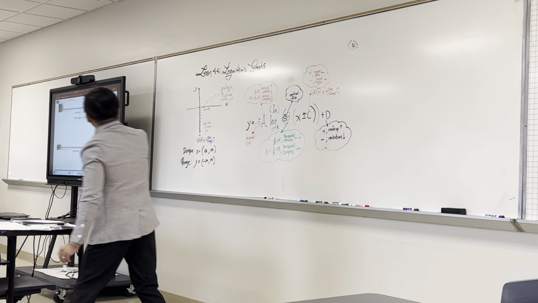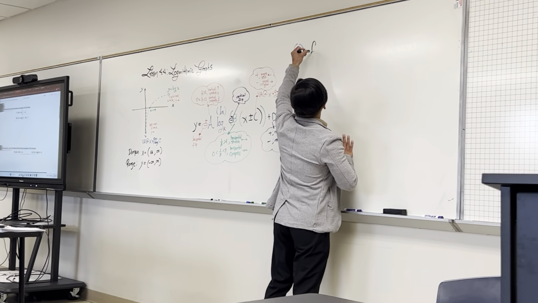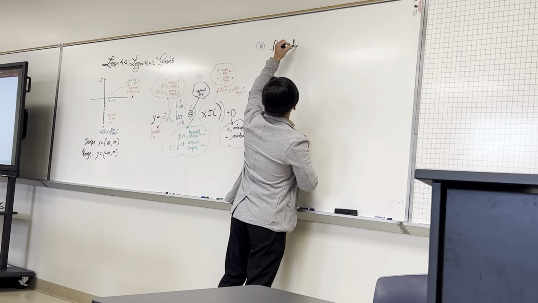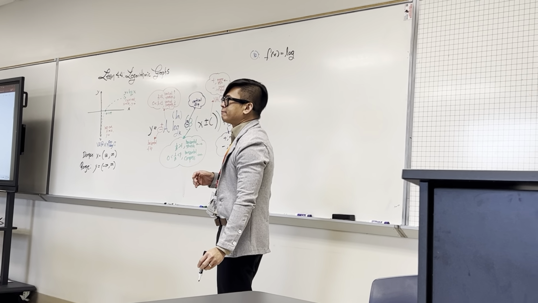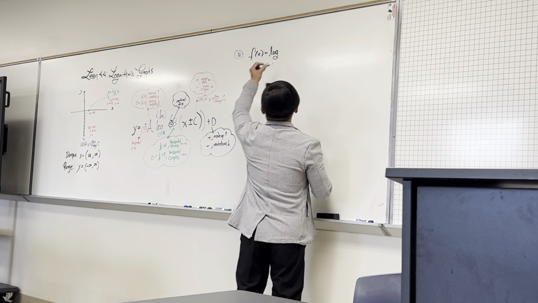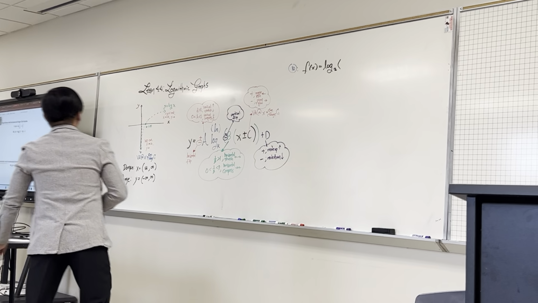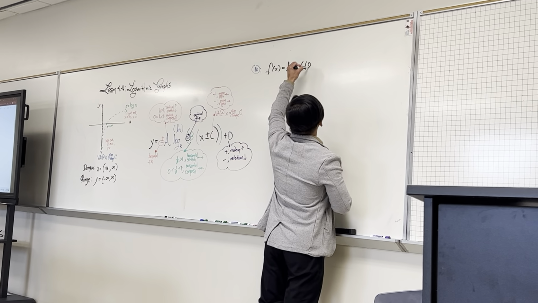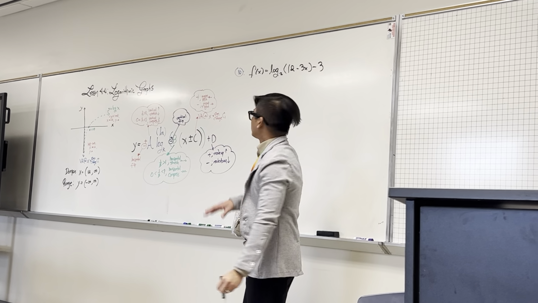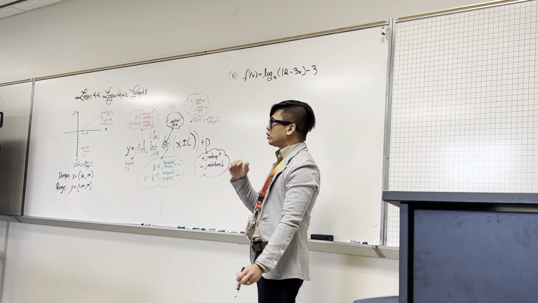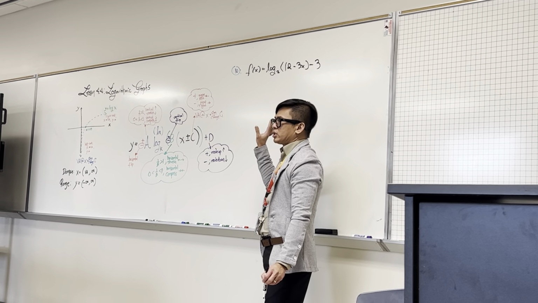What did it say there? f of x is equal to logarithm, base what? What's the base in there, guys? 2. Thank you. And then in parentheses, we got the following: 12 minus 3x, minus 3. So once again, f of x is equal to log base 2 of 12 minus 3x, minus 3.